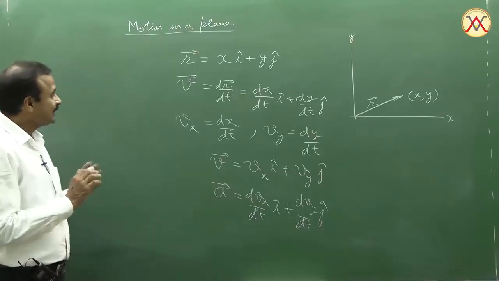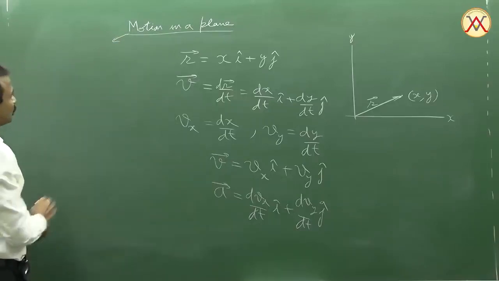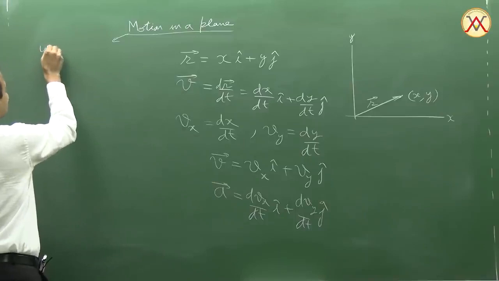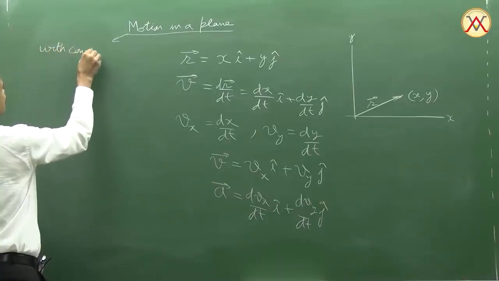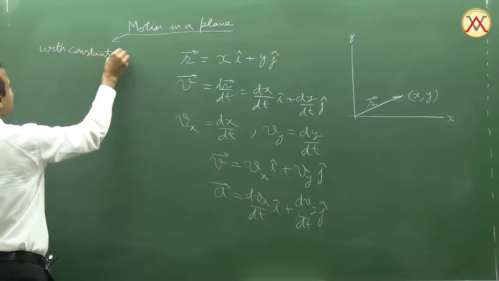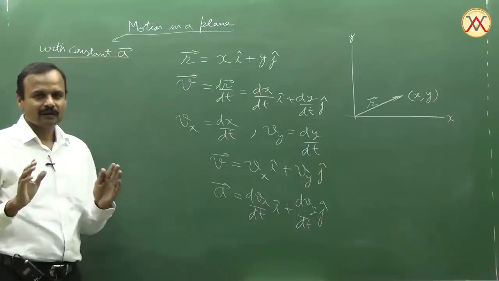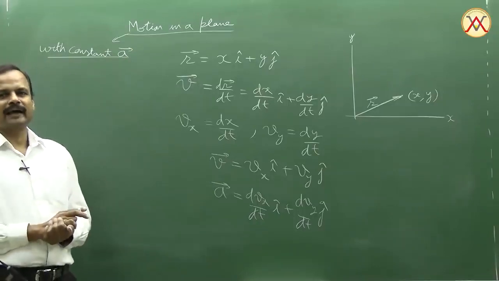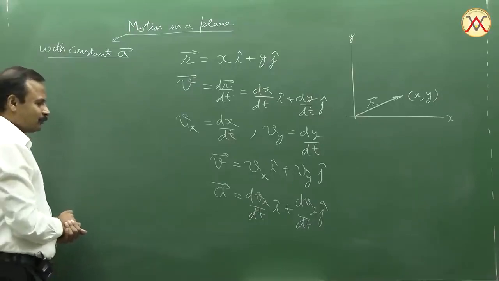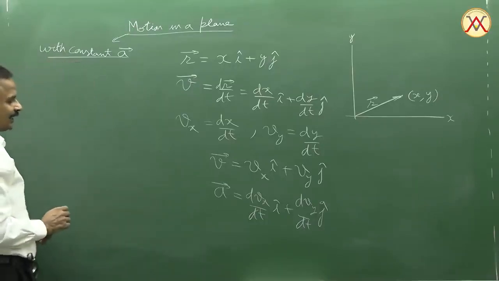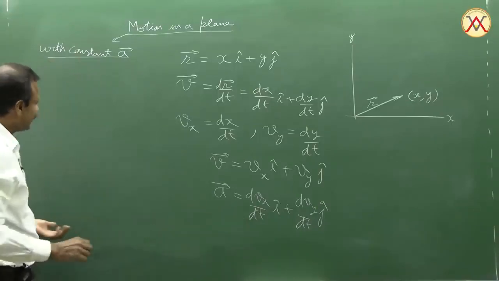Now let's take a special case of motion in a plane: motion in a plane with constant acceleration. With constant acceleration vector, that means acceleration will remain constant both in magnitude and direction. Now if acceleration is constant, I can write these equations.